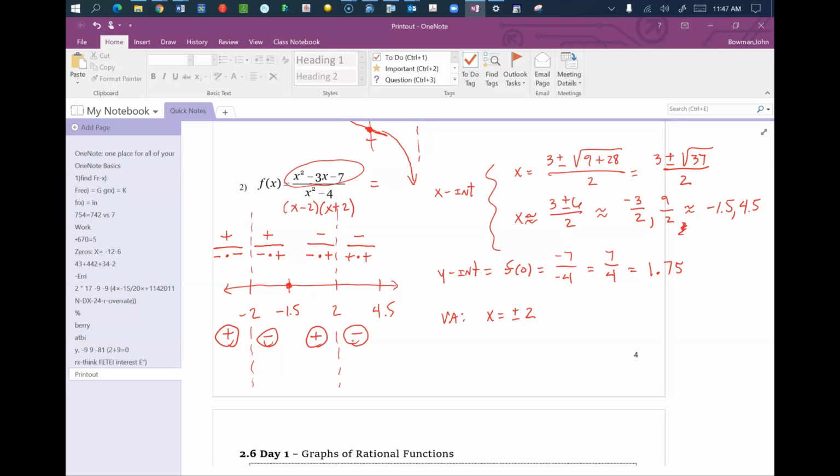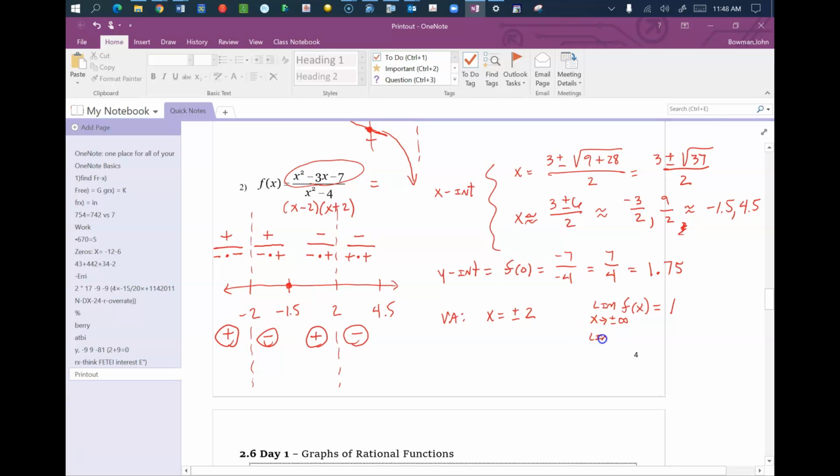We are, however, going to finish up by writing these limits, and there's quite a few of them. The limit as x approaches both plus and minus infinity. Oh, we didn't do that yet. Well, x squared over x squared is 1. So as x approaches plus and minus infinity of f of x, the result is going to be 1.